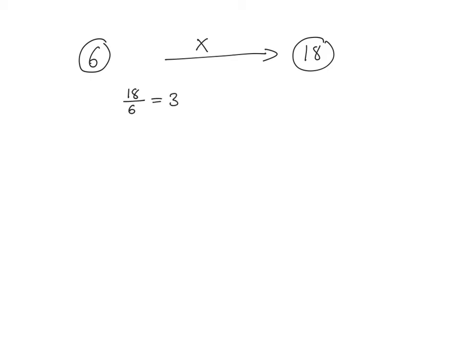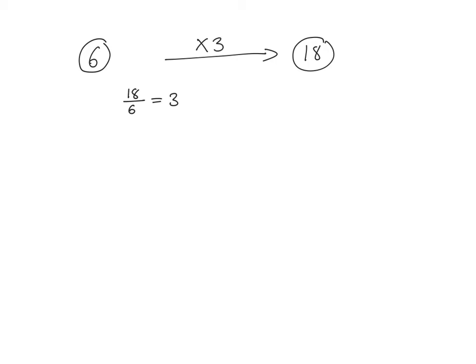Suppose I have a multiplicand of 6 and a product of, let's say, 18. Now I ask you, what is the multiplier? How would we work this out? Well, all you need to do is divide the product by the multiplicand, and we can work out the multiplier. So what is 18 divided by 6? Well, 18 divided by 6 is just 3, so the multiplier here is 3.